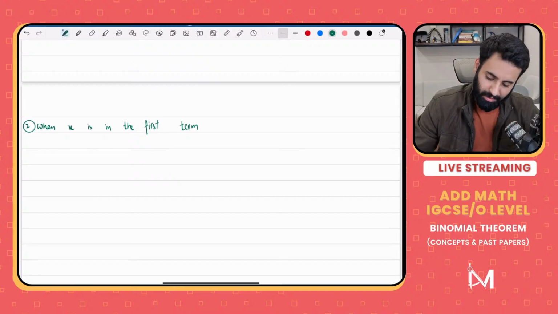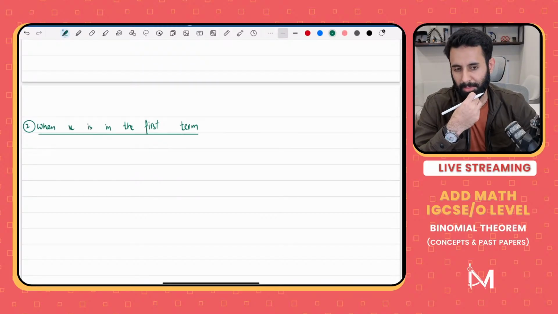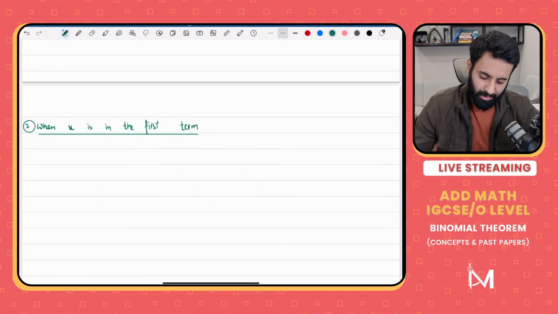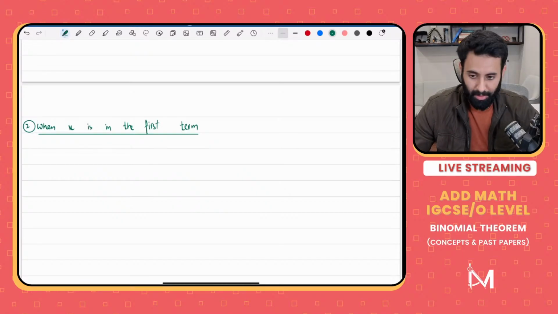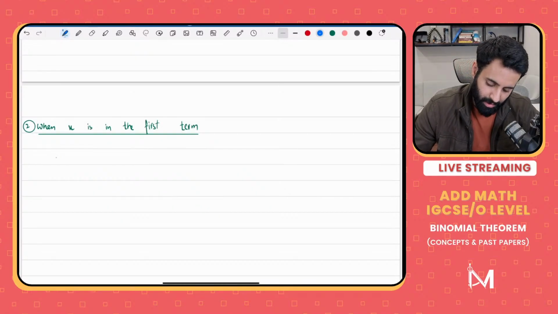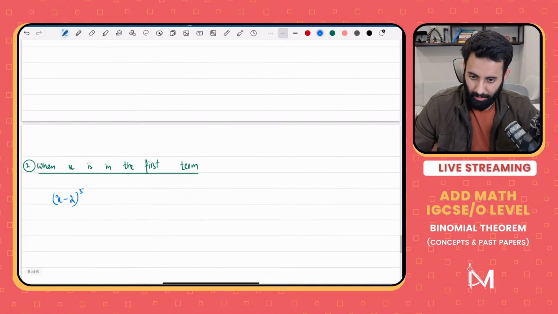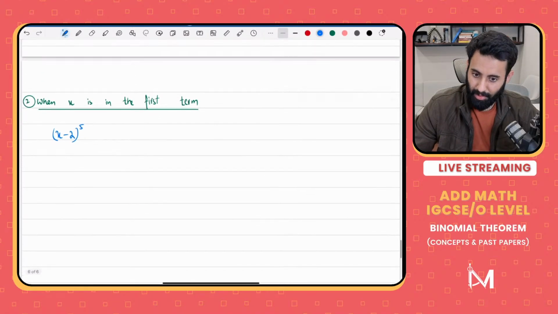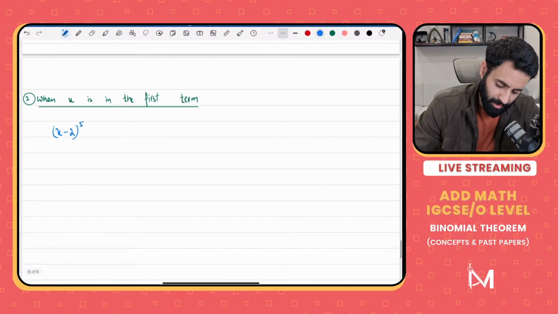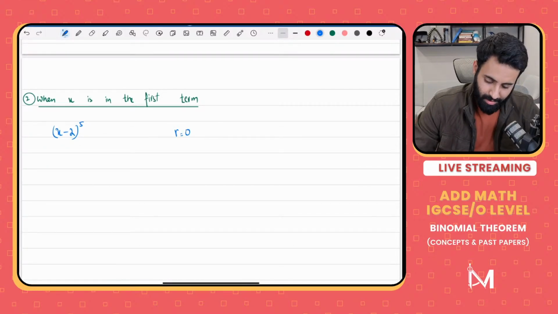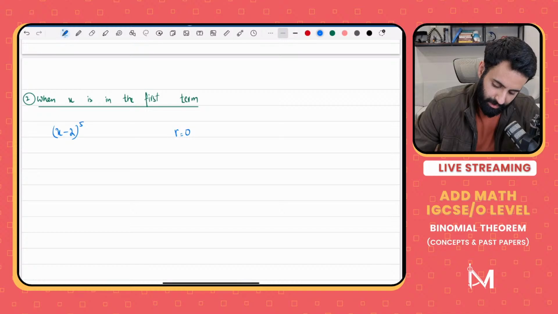So when x is in the first term, like I said, this is not very common, so we're not going to have a past paper question here. And once again, let's try and identify a pattern. So I'm going to expand x minus 2 raised to the power of 5, okay? And I want you to find out a relationship between the value of r and the power that we have on x.